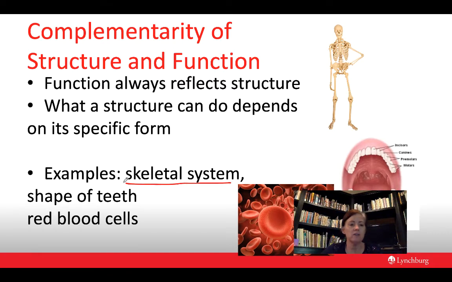The shape of your teeth, that's another great example of complementarity. If we look at teeth, we've got these incisors in the front of our mouth, and these guys are sharp. They've got a sharp edge, so they're great for biting and tearing off food. The teeth in the back, the molars, are flat on top, and so they are more important for grinding food.